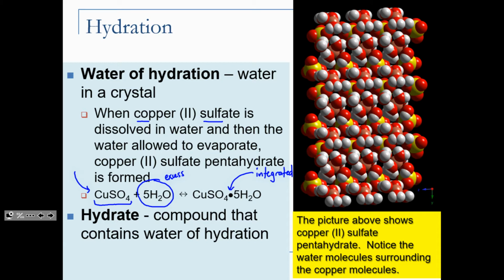Different compounds have different numbers of hydrate molecules on them. So a hydrate is a compound that contains water of hydration. So water of hydration, hydrates, you can call them either one. In the picture to the right, if we look towards the back, you'll see there's our copper 2 sulfate. And then on top, you'll see all these water molecules bound to the crystal structure.